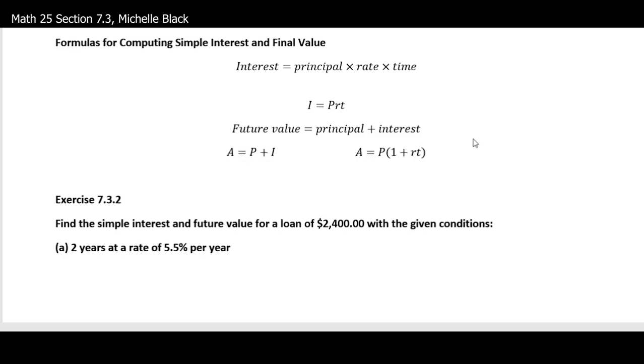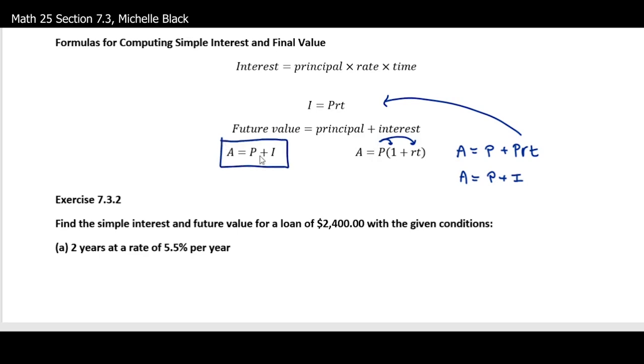And that's exactly what we have here too. So notice if I distribute this through, I get A equals P times 1 plus PRT. But what is PRT? Well, PRT is just I. So this is exactly the same as A equals P plus I. So these two formulas are saying the exact same thing. You can remember whichever one you like. I like to usually just think of it as the future value is equal to the original amount plus my interest.